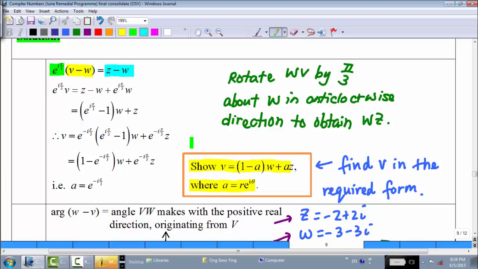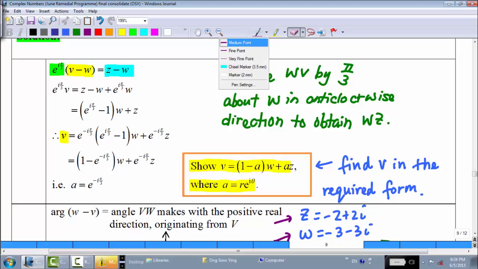So you just need to rearrange it and make V the subject. Once you make V the subject, you will get this form. Then you need to see what answer they want. The question is asking to show that V must be written in this form. So you have to try to rearrange such that you get this. Not only making V the subject, you have to group all your W terms together, then your Z.